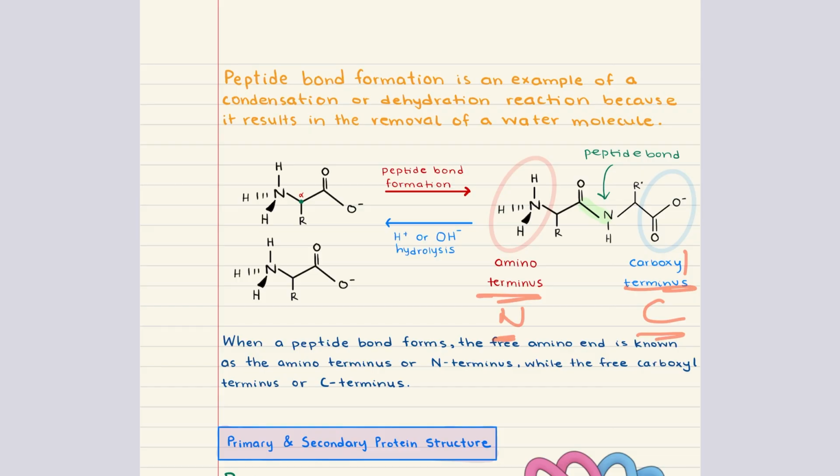And the reverse of this process is called hydrolysis. It involves the addition of water to break the bond between two amino acids. This reaction can happen under acidic or basic conditions or with the help of specific enzymes. So again, peptide bond formation is a condensation reaction that removes water, and peptide bond hydrolysis is the reverse. It adds water to break the bond.